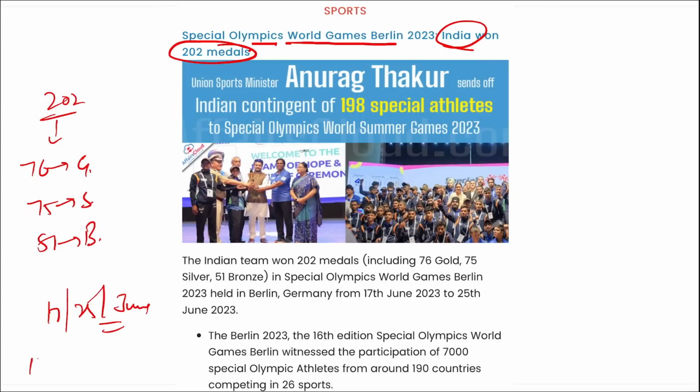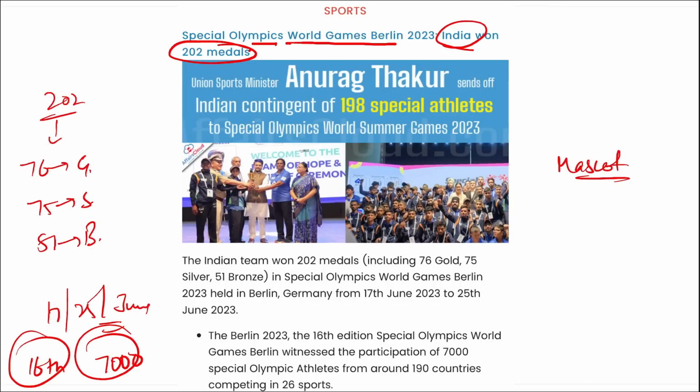Right? This was the 16th edition of the Special Olympic World Games that witnessed a participation of more than 7,000 Special Olympic athletes from around 190 countries competing in 26 sports. Then there was a mascot here that was named Unity, right? It represents emotion, and this is the name of the mascot of the 2023 Berlin Special Olympic World Games.